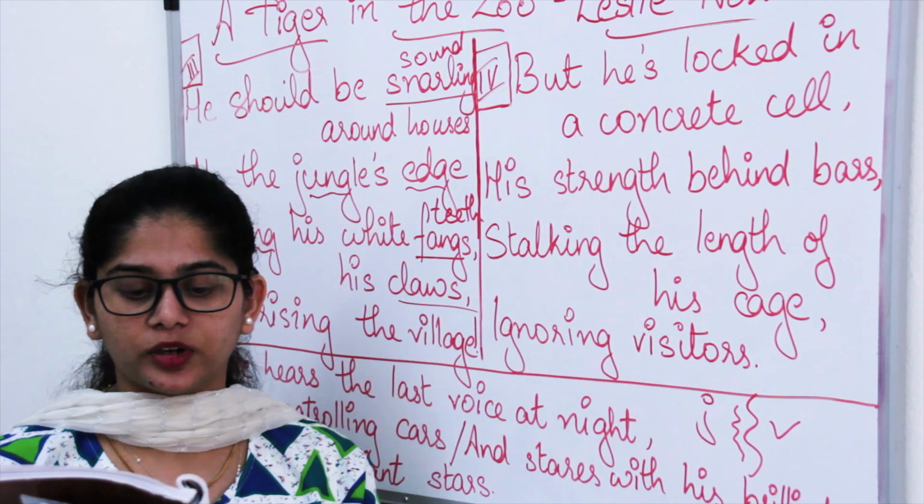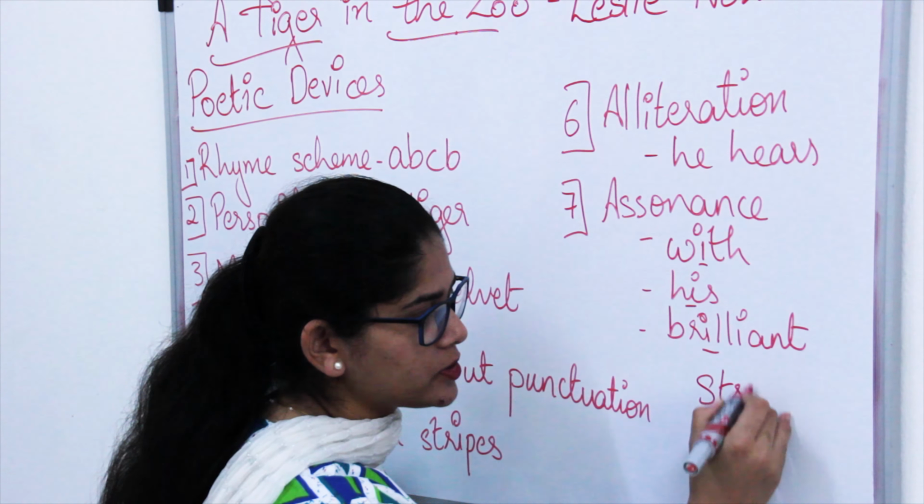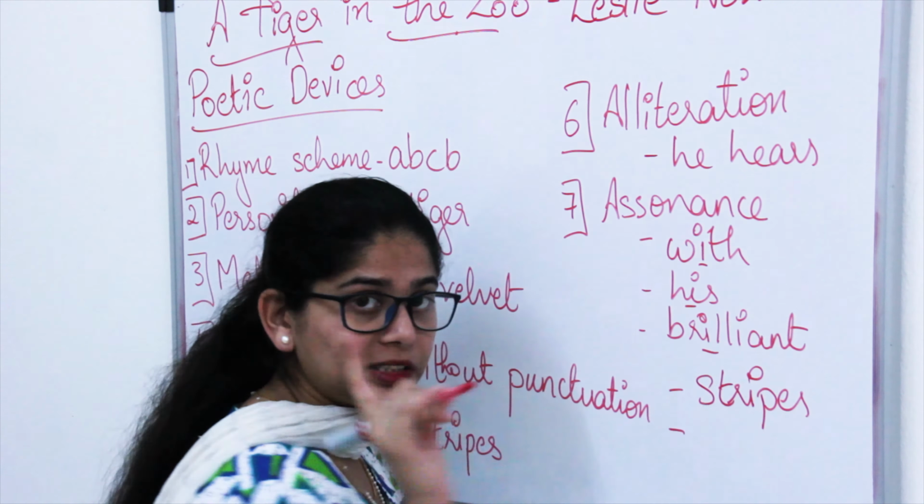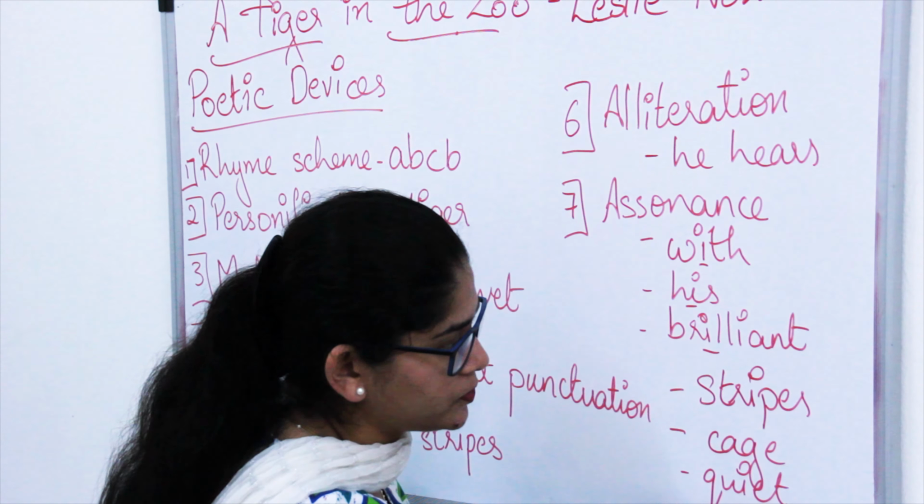For example, if you look in the first stanza, the last words are stripes. That's the first stanza, first line, last word. Then cage, quiet, rage.